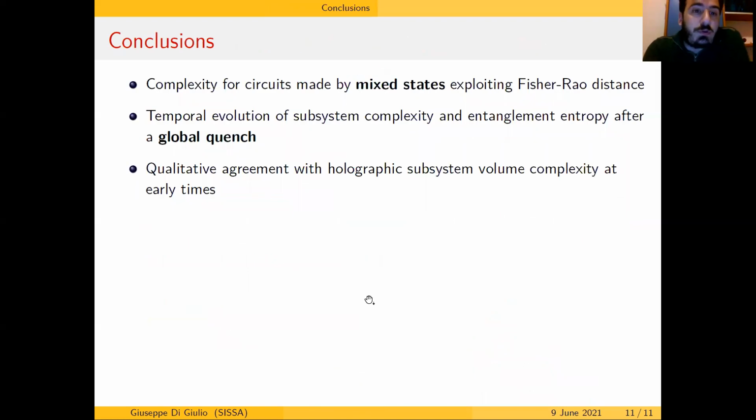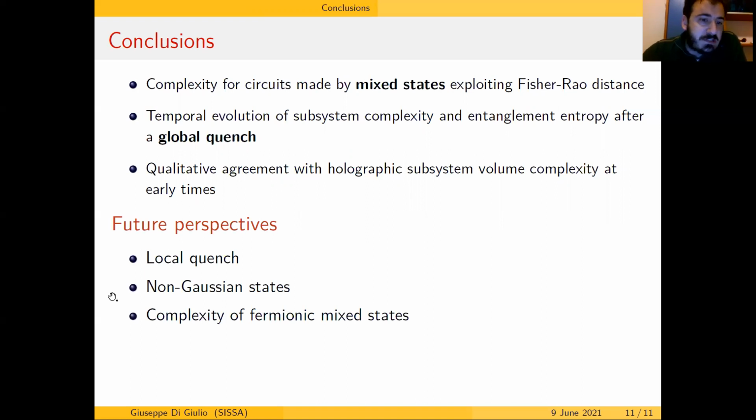To conclude, we have evaluated the complexity for circuits made by mixed states, exploiting the Fisher-Rao distance. And as an application, I showed you some results for the temporal evolution of the subsystem complexity in comparison with the one of the entanglement entropy after a global quench. Remarkably, we have observed a qualitative agreement with holographic results for the subsystem volume complexity. This agreement occurs at early times, while at late times we see two different qualitative behaviors.